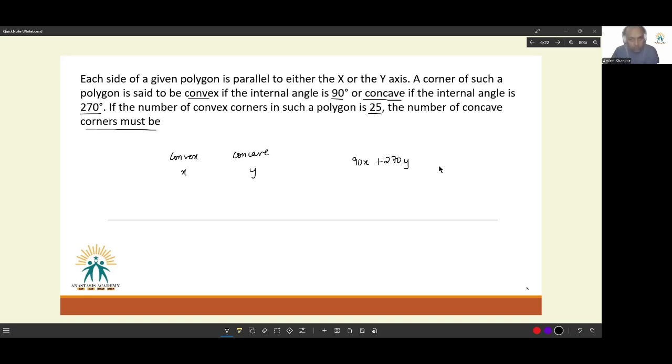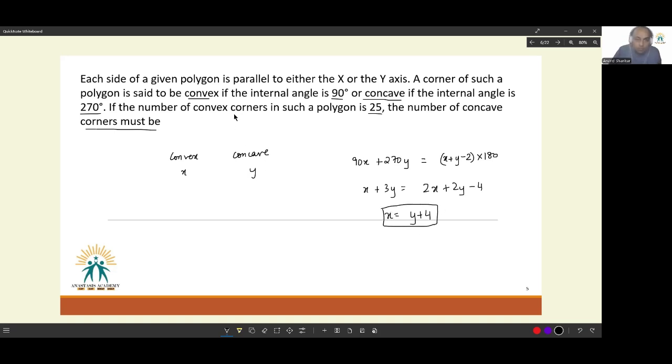And for a polygon, we also know the sum of internal angles is given by the number of vertices minus 2 into 180. So x plus y minus 2 into 180. You also know this. Both of these are expressions for the sum of internal angles. So we can equate them. Now we can get rid of 90 across the terms. I get x plus 3y is equal to 2x plus 2y minus 4, or x is equal to y plus 4. We come to this expression.